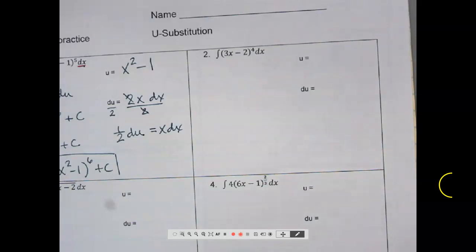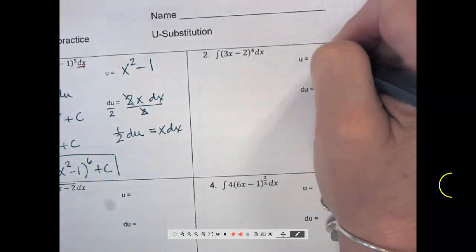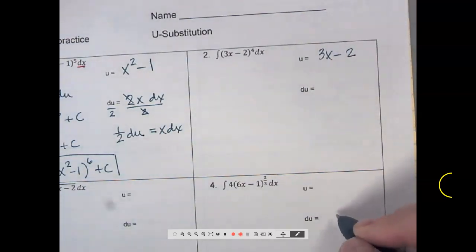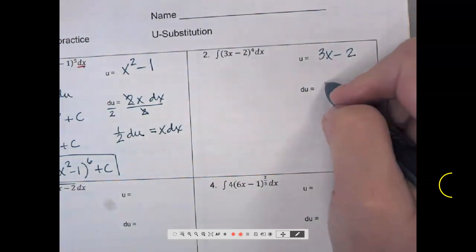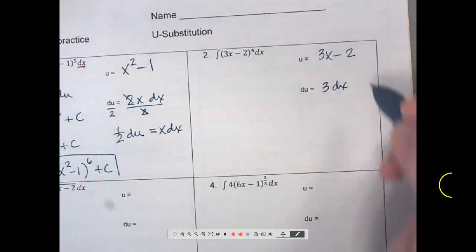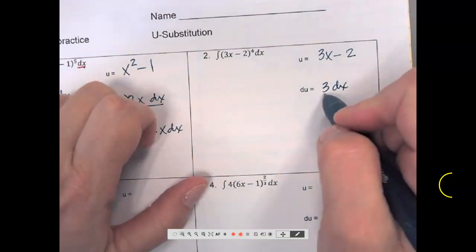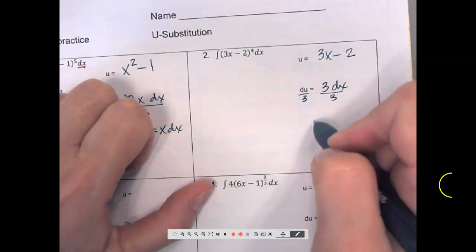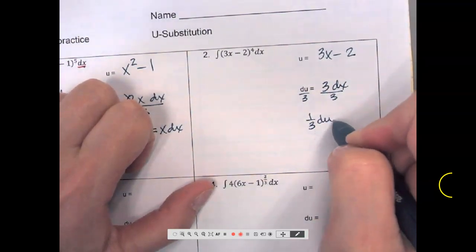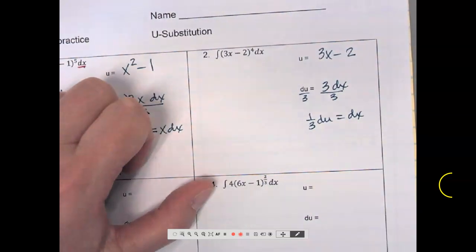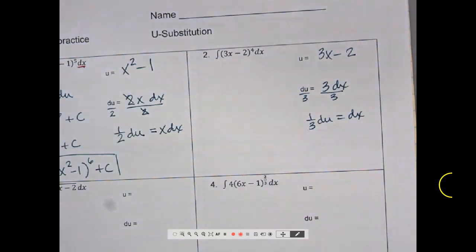All right, number 2, not a whole lot to choose from. What would U be? 3x minus 2. So du equals 3 dx. Don't have a coefficient of 3 over here, so I'm going to get rid of it. Okay. Now, I'll let you come back and finish it.